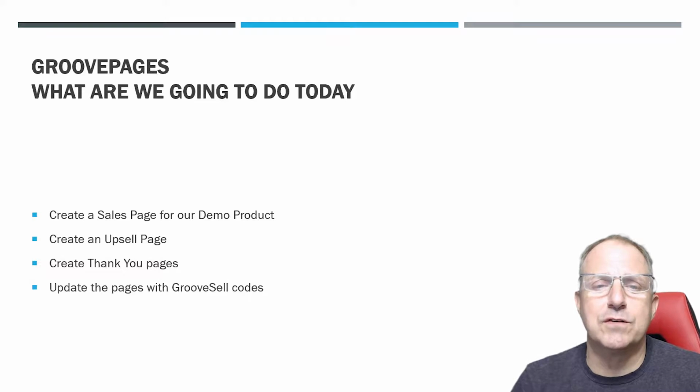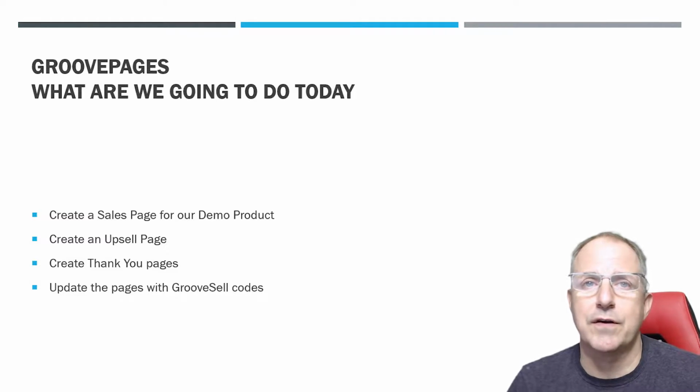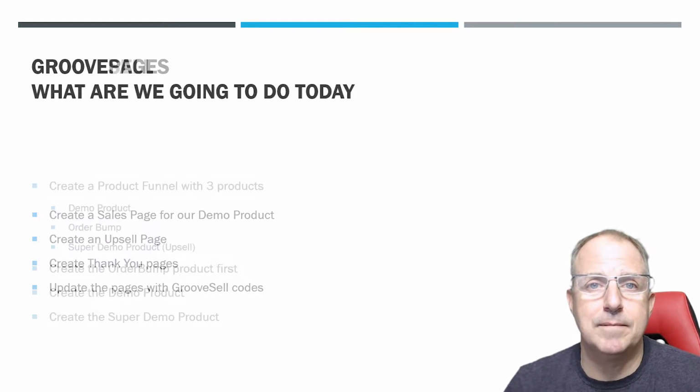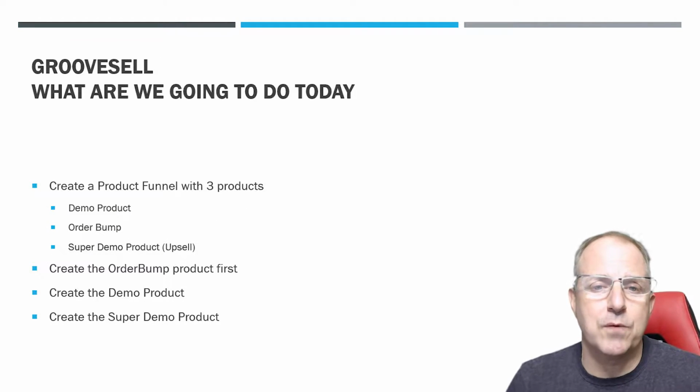So the first thing we're going to do is set a couple things up in GroovePages as well as Groovesell. In GroovePages, we're going to create a sales page for our demo product. We're going to create an upsell page as well as the thank you pages to go along with those products. We're also going to have to update those pages with the Groovesell embed codes as soon as we have them.